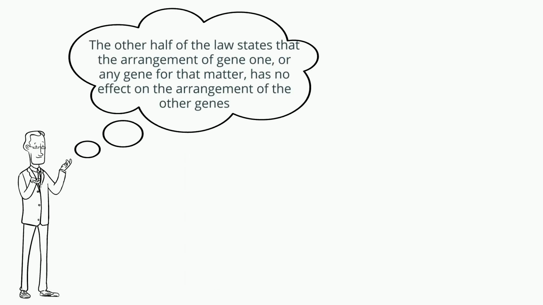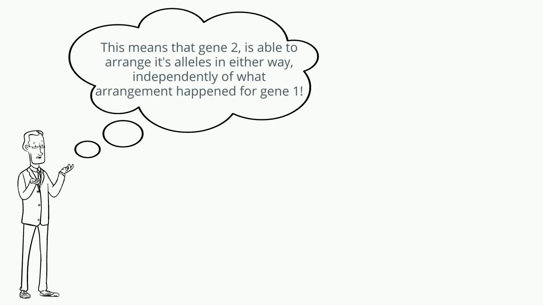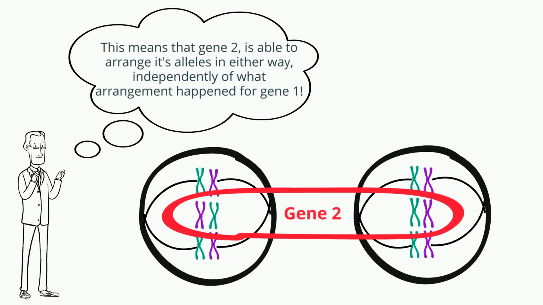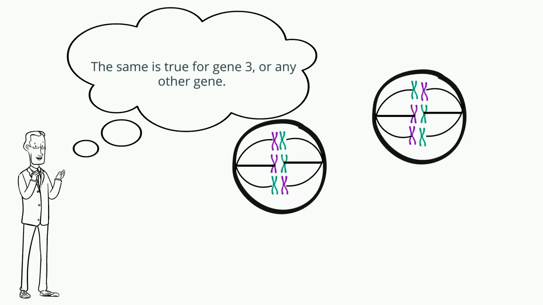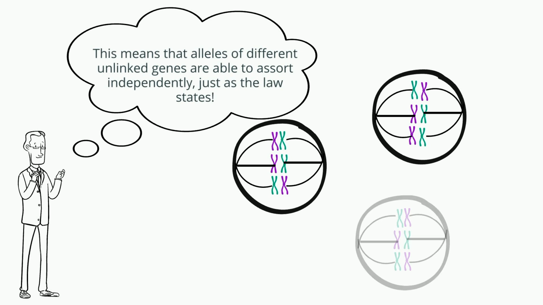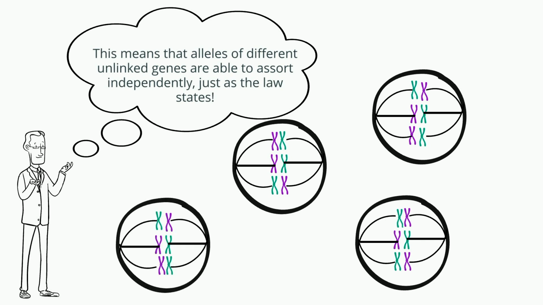The other half of the law states that the arrangement of gene 1, or any gene for that matter, has no effect on the arrangement of the other genes. This means that gene 2 is able to arrange its alleles in either way, independently of what arrangement happened for gene 1. The same is true for gene 3, or any other gene. This means that alleles of different unlinked genes are able to assort independently, just as the law states.